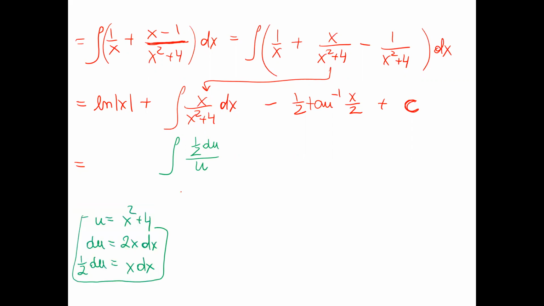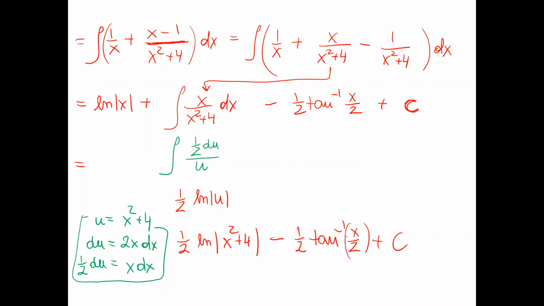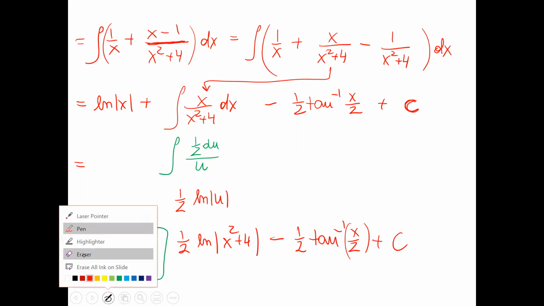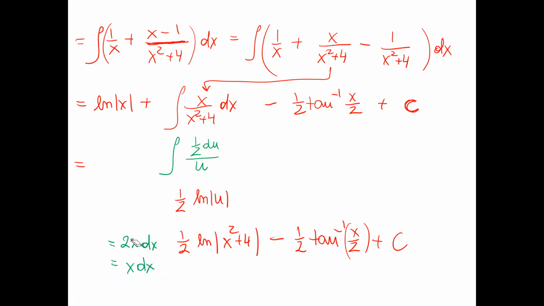Now it's easy to integrate because this will be just 1/2 times the integral of 1 over u, which is ln of u. But we have to substitute back: instead of u, we put x squared plus 4. And I need my first term, which will be natural log of x. That means this is the final answer.